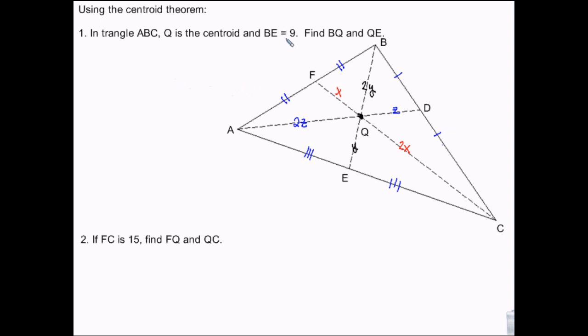So we know that BE is 9. We want to find BQ and QE. So this whole length, BE, is 9. Well, I know this part is 2y and this part's y because I labeled it. So the whole thing together is 9. So 3y is 9, so y is 3. So that means QE is 3. So what's BQ? Well, it's twice that, so 6.